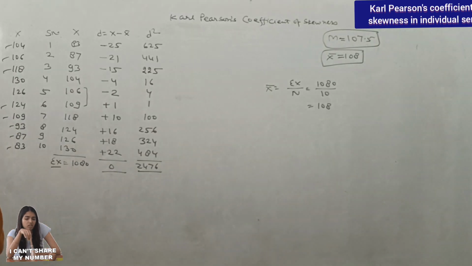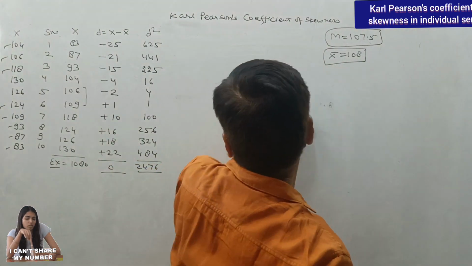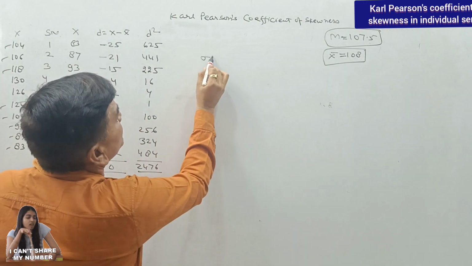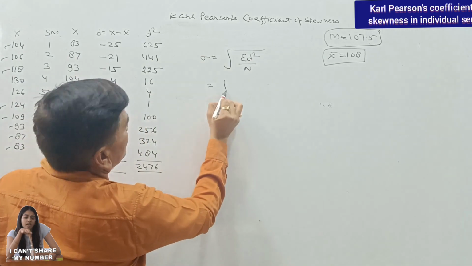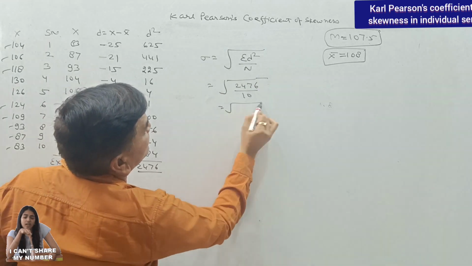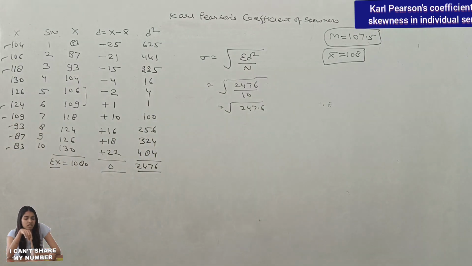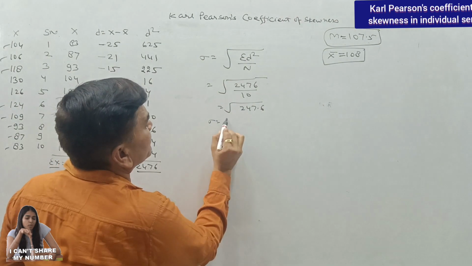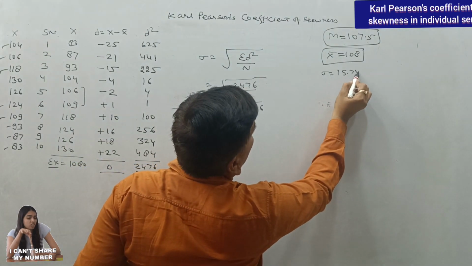So we have already calculated two values. Now we want to calculate the standard deviation. The value of standard deviation is the square root of sigma d square divided by n, the direct method. So 2476 divided by 10, that is under root 247.6, which is 15.74. So the value of standard deviation is 15.74. The third value is also calculated.